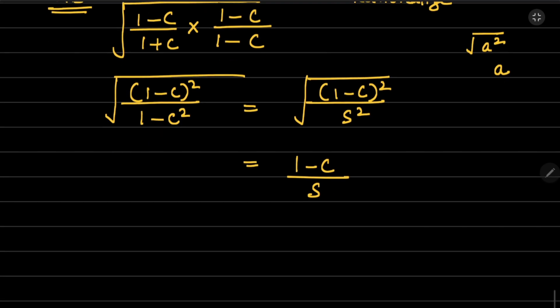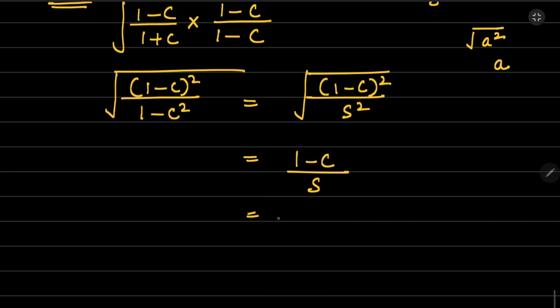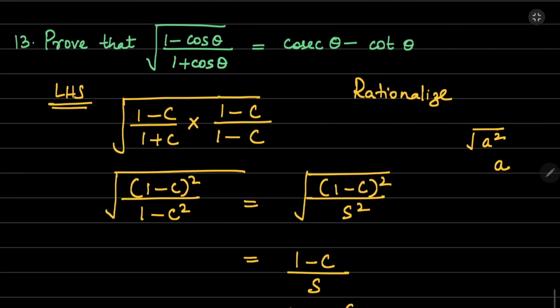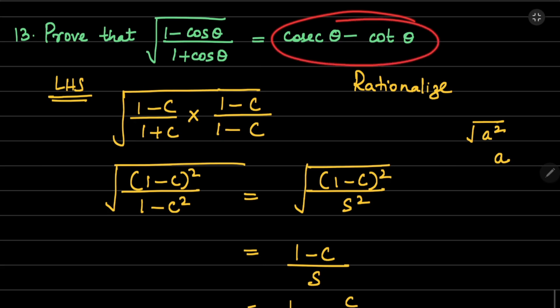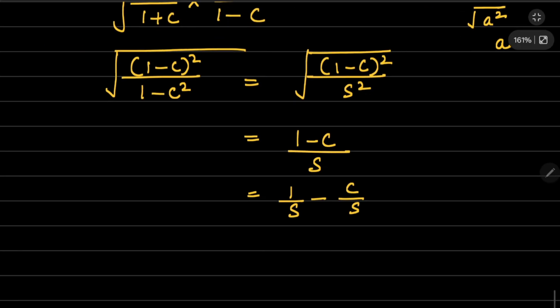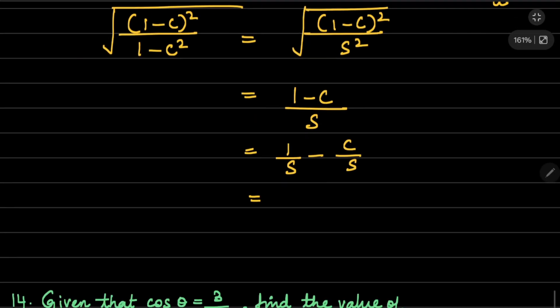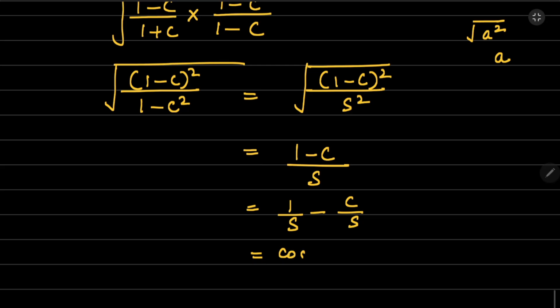Isn't it? So similarly, now this is equal to, just split the denominator among the two terms, 1 by sine minus cos by sine. Keep an eye on what you need. Okay, you need cosecant and cot. So what is 1 over sine? 1 over sine is cosecant theta minus cos by sine.